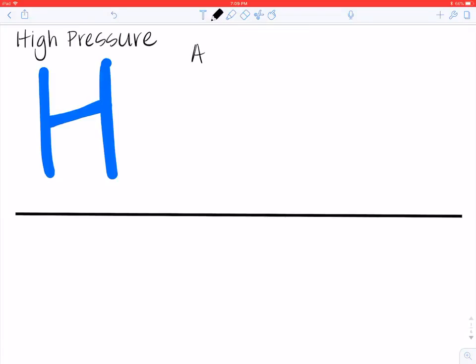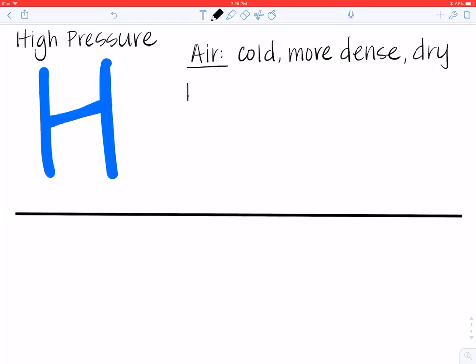So one thing that we need to know is what the characteristics of the air are in high pressure. If you remember when we talked about high pressure earlier, we said that high pressure has cold, sinking air. That air sinks because it's more dense. High pressure is also dry air. High pressure systems are going to move in a clockwise direction. So that would be like this.